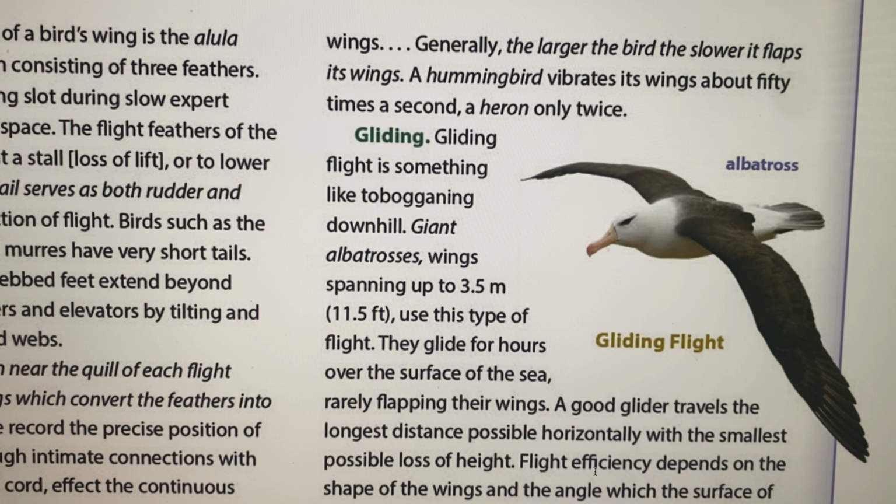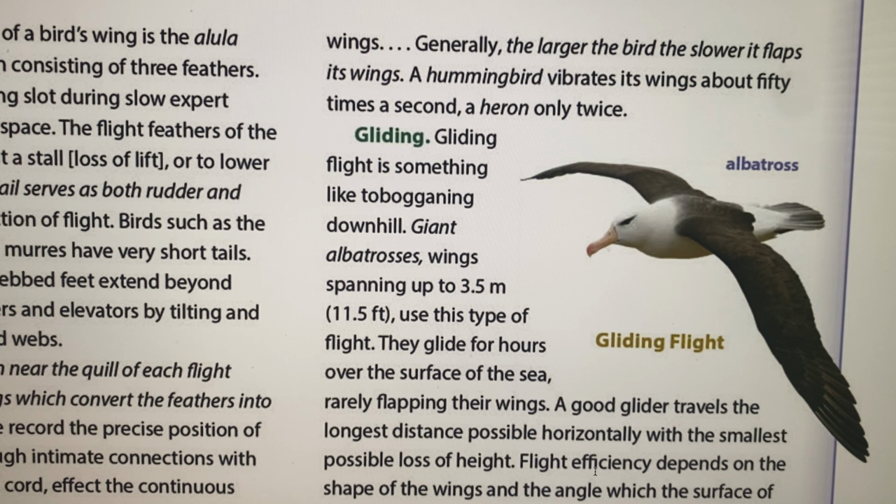Usually larger birds have slower flaps, and the hummingbird, of course, flaps 50 times per second. And a heron would flap like 2 times per second. A heron is a very slow, big bird, 1, 2, and then a hummingbird is ding, ding, ding, ding, ding, 50 times per second. So the powered birds are the flapping birds. So generally the larger the bird, the slower it flaps its wings. Okay, gliding. So we talked about powered flapping.